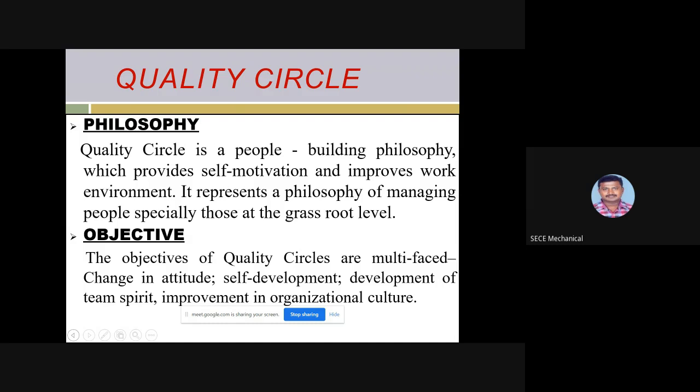The movement of quality circles in Japan was coordinated by the Japanese Union of Scientists and Engineers.